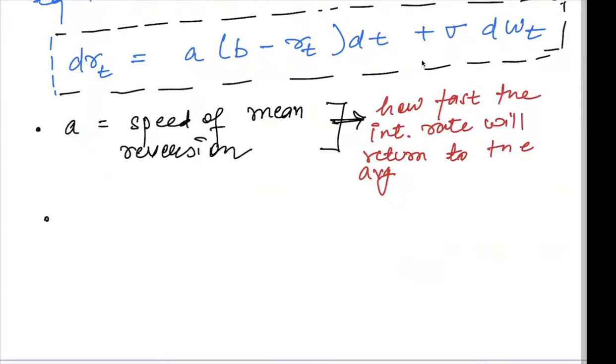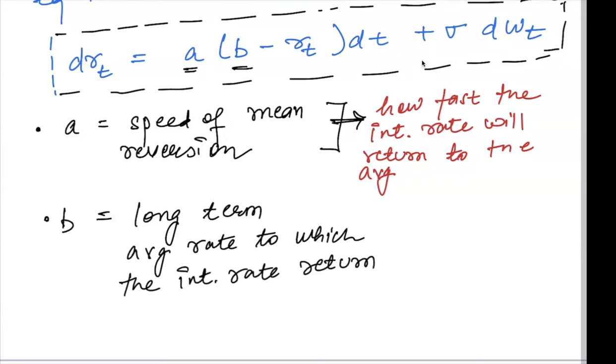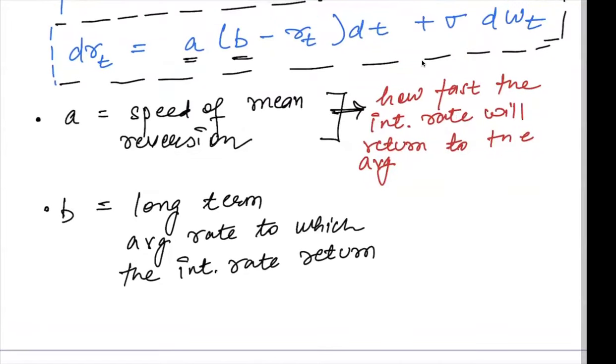Second component is b. b is nothing but the long-term average rate to which the interest rate reverts. It is called the long-term average. So b is the long-term average. Now r_t. r_t is nothing but the interest rate at time t.